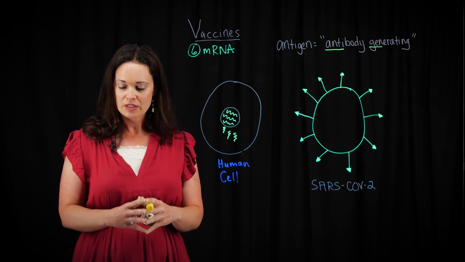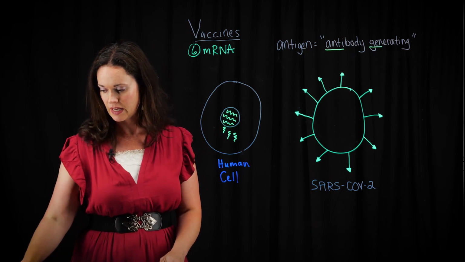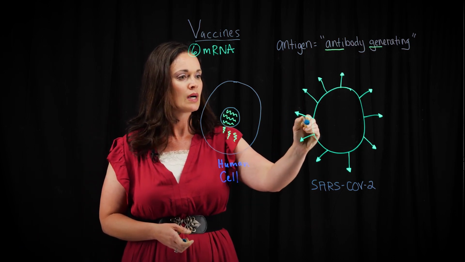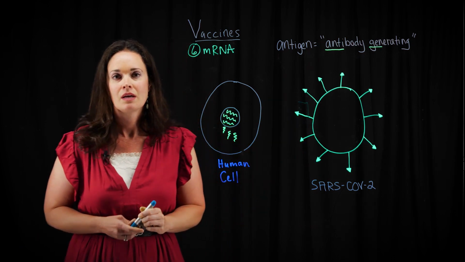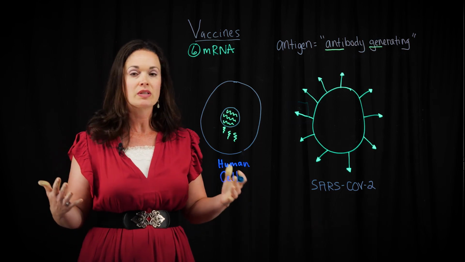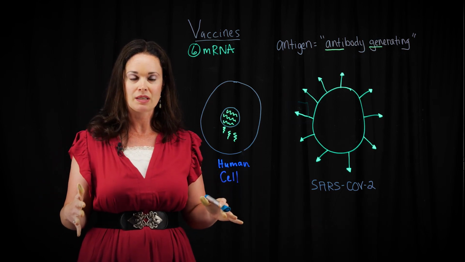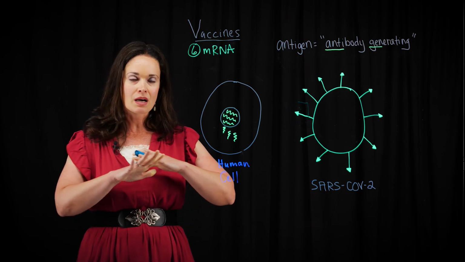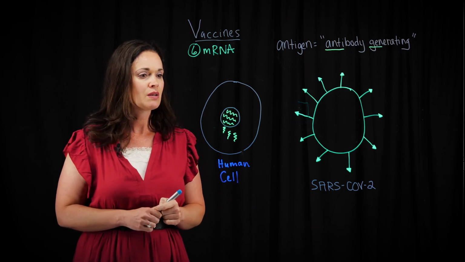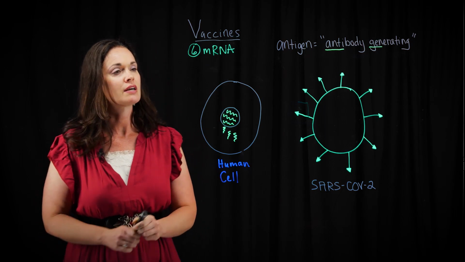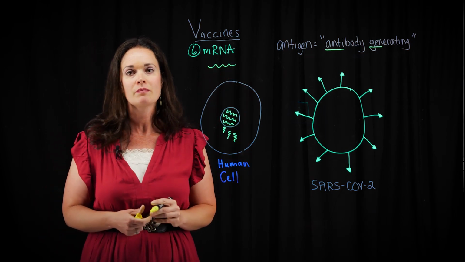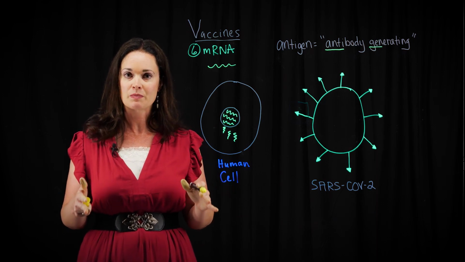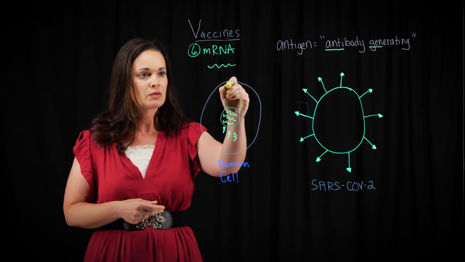So here's what we do with an mRNA vaccine. We figure out what the sequence of nucleotides is that's actually making the spike protein. And once we've got that sequence figured out, we make a whole bunch of them. And then we inject just the strand of mRNA that contains the sequence that tells cells to make that spike protein. We inject it into our cells.